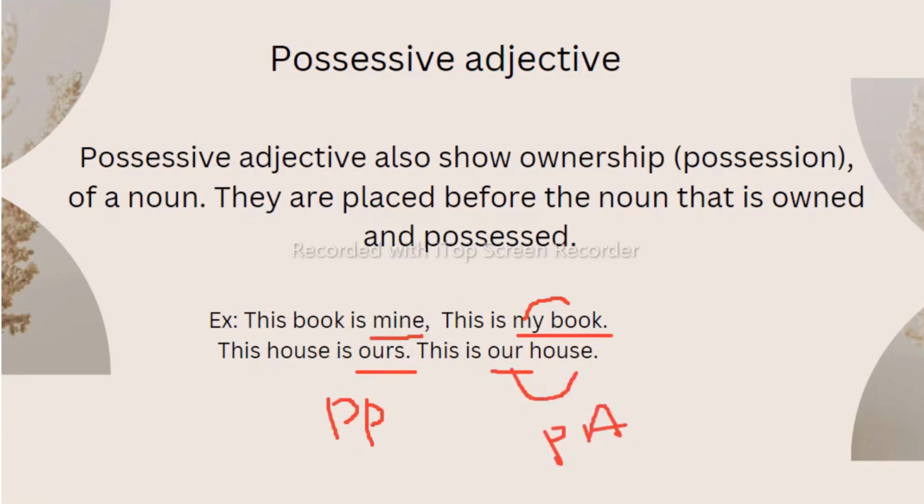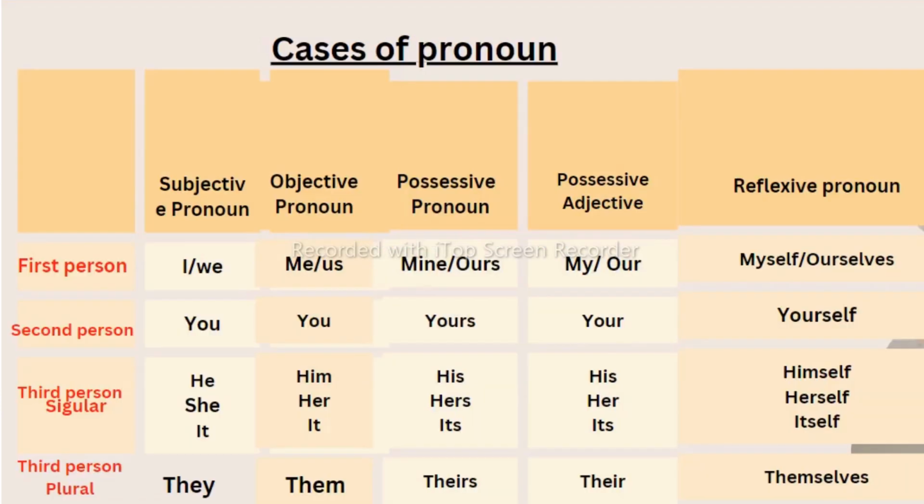So these possessive adjectives and possessive pronouns show ownership and possession of a noun. Let me explain it clearly. If you see this video, you will learn this clearly. Let's see the cases of pronouns here.